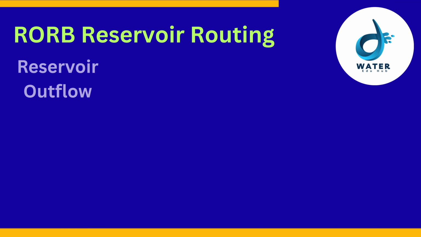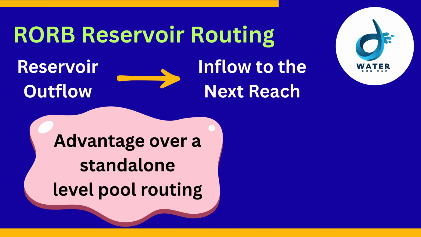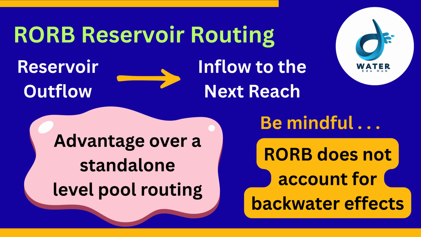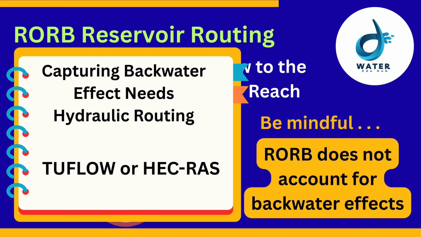Ultimately, the reservoir outflow becomes the inflow to the next reach in the RORB network. This is the advantage of RORB reservoir routing over a standalone level pool routing exercise, which generally isolates the dam from the catchment. Be mindful that, like other hydrological routing approaches, RORB's routing system doesn't account for backwater effects. Capturing those requires hydraulic routing, which is handled by dedicated hydraulic models such as TUFLOW or HEC-RAS.